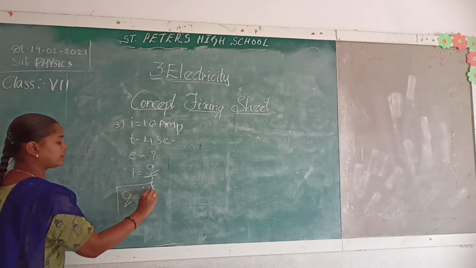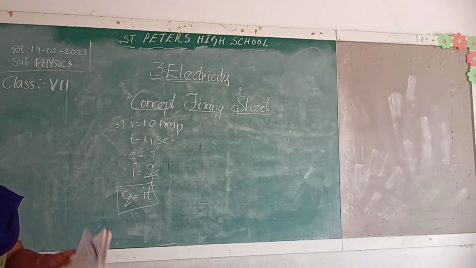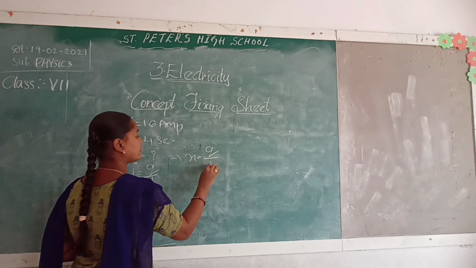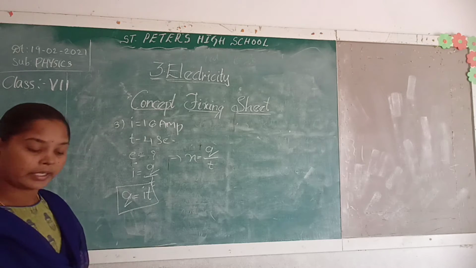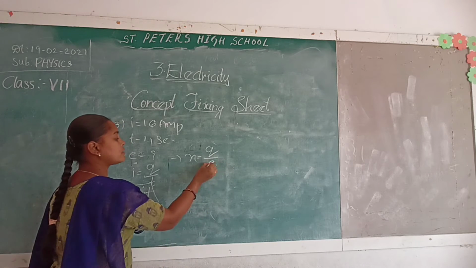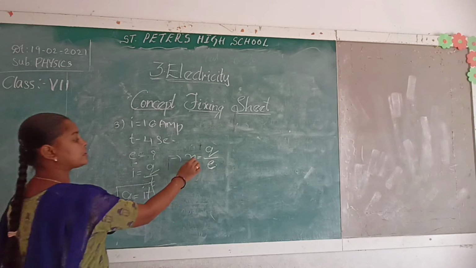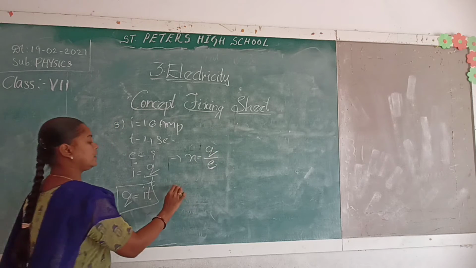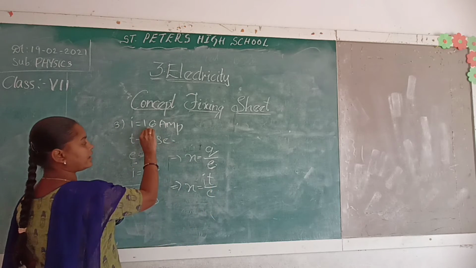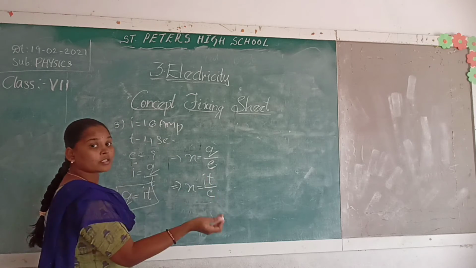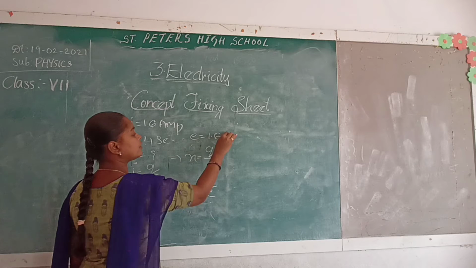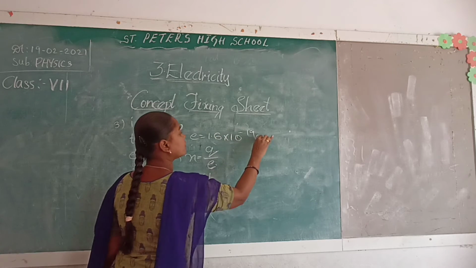Now they are asking the number of electrons, so we have a formula for it. n is equal to Q by e, where e is the charge of one electron. So n is equal to Q by e. Q is what here? I into T. So n is equal to I T by e. What is I? Current. What is T? Time. What is the value of 1 electron? The value of 1 electron is 1.6 into 10 to the power of minus 19 coulomb.